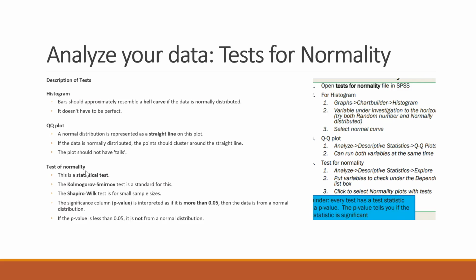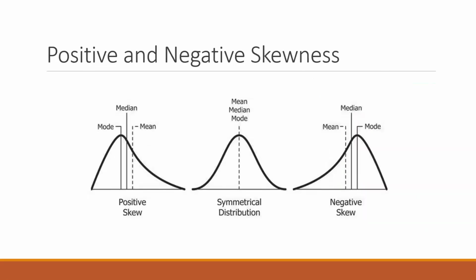Okay, and the tests of normality, what are those? The Kolmogorov test is a standard one, and Shapiro-Wilk is used for small sample sizes, such as 30 and so on. Shapiro-Wilk is used if you have a sample size from 30 to 1,000, and the Kolmogorov is for above 1,000. The significance column is interpreted as: if it is more than 0.05, the data is considered normal, and if it is less than 0.05, then it is not normal. So these three are the main ones. And for skewness and kurtosis, which is discussed later, the value should be between minus 1.96 and plus 1.96.